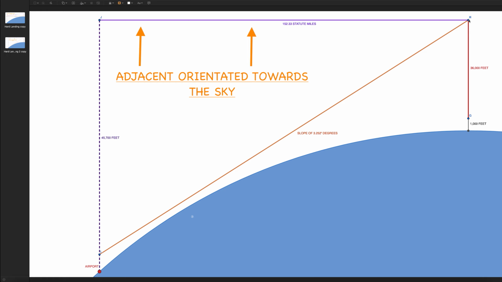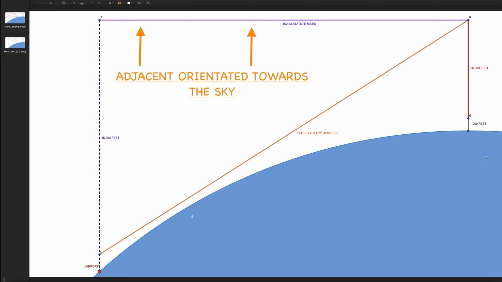We'll use the challenge as 37,000 feet, using the 36,000 with the extra 1.8 whatever miles. You've got to start your descent at 153 miles away, and it's got to be 3.25 degrees. This is the challenge. Now listen closely, everyone.